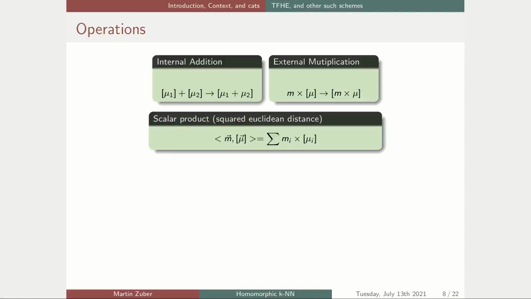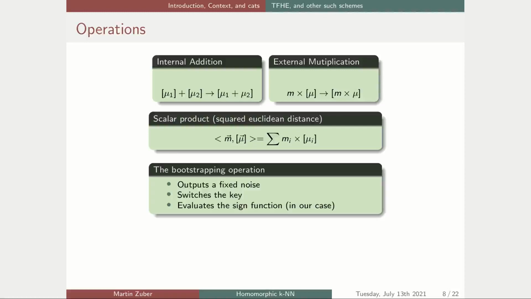Another operation that's a bit more complex and that's quite specific to TFHE is the bootstrapping operation that does three things. It outputs a fixed noise, it switches the encryption key, and evaluates a function, which in our case is going to be the sign function.